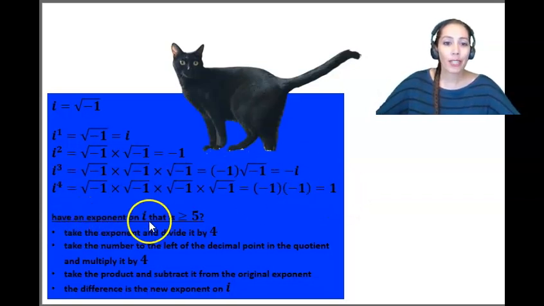If you have an exponent on i that is greater than or equal to 5, follow these steps. First, take the exponent and divide it by 4. Then you're going to take the number to the left of the decimal point in the quotient and multiply it by 4. Then you're going to take the product and subtract it from the original exponent, and the difference is the new exponent on i.